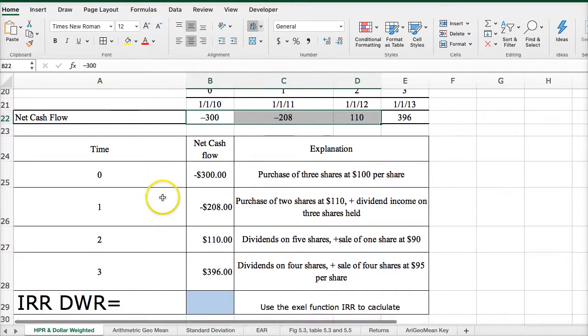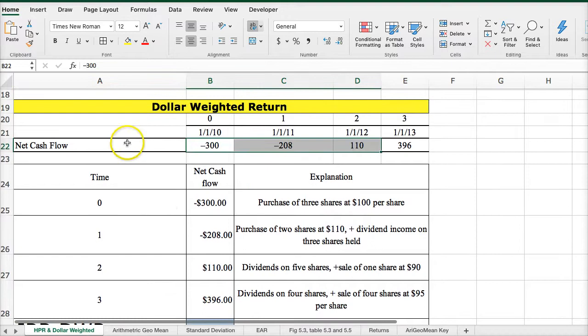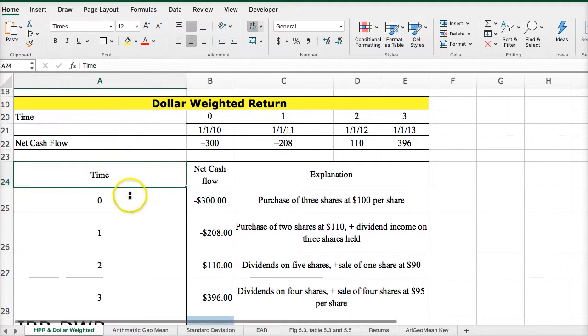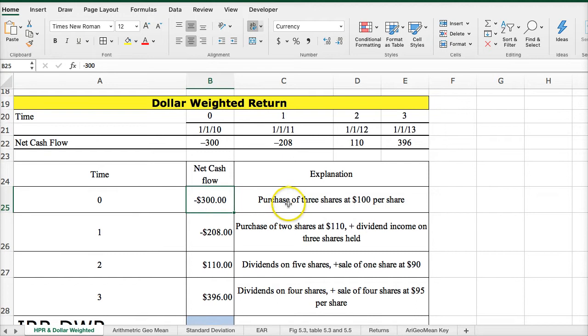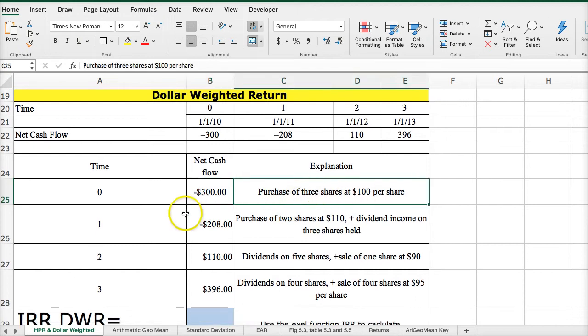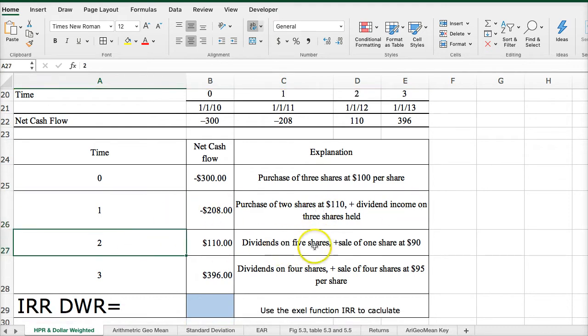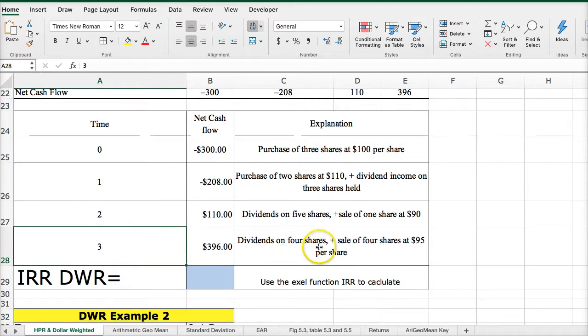So if we look at more detail of the cash flow, I'll just say time up here. Okay, so in year 0, we invest $300. The purchase of 3 shares is $100 per share. Year 1, we purchase 2 additional shares plus dividend. Year 2, dividends on 5 shares plus the sale of 1 share. And year 3, dividends on 4 shares plus the sale of 4 shares. So these are the total cash flows that make up this investment.